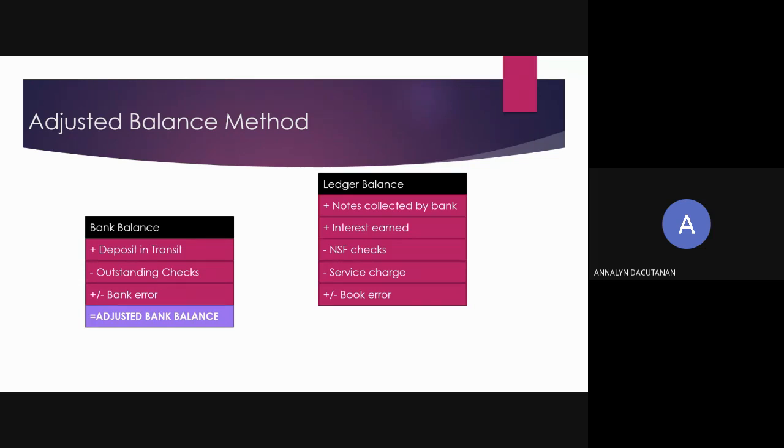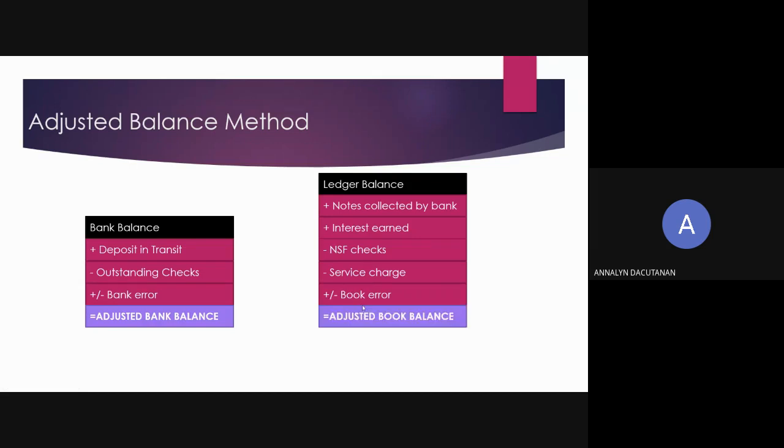So these are the book reconciling items. These are an example of credit memos. Ibig sabihin, additions made to the bank na hindi alam ni book. NSF check and service charge. These are the debit memos, meaning these are the deductions made in the bank na walang idea si book. And lastly, book error. Ito, internal error ito. Pagkakamali ni accountant, pagkakamali kung sino man yung gumagawa ng libro. So that's why you need to correct it internally.